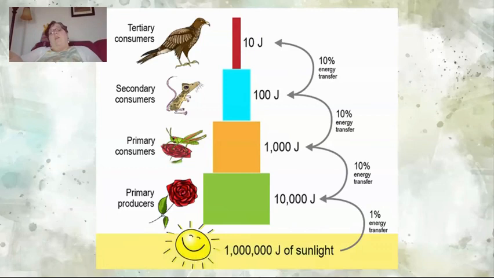So the consumer in this diagram, the grasshopper, gets about 1,000 joules from that plant. And the mouse gets even less because the grasshopper is going to use up 90% of that energy. So the mouse only gets 100 joules. By the time it gets up to the top of the ladder to the hawk, that hawk is only getting 10 joules of energy out of that mouse. So think about how much more you have to eat to be at the top.